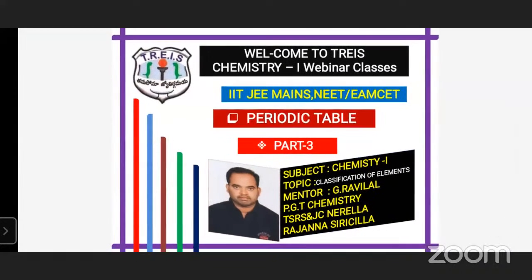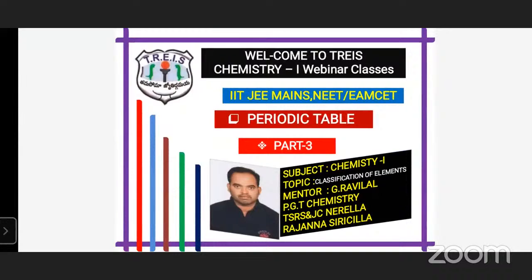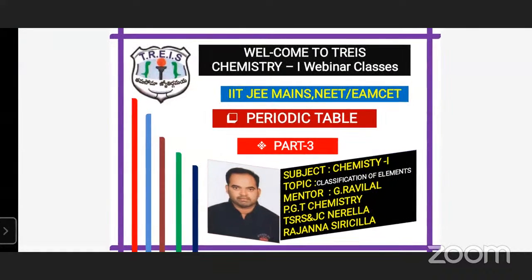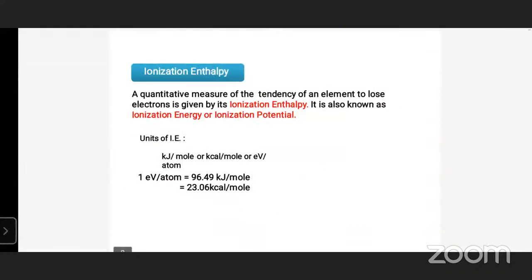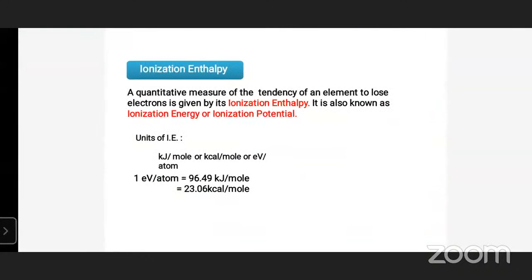Yesterday we completed the topic, classification of elements into blocks. Let us continue the topic, periodic classification of elements: ionization enthalpy. What is ionization enthalpy?